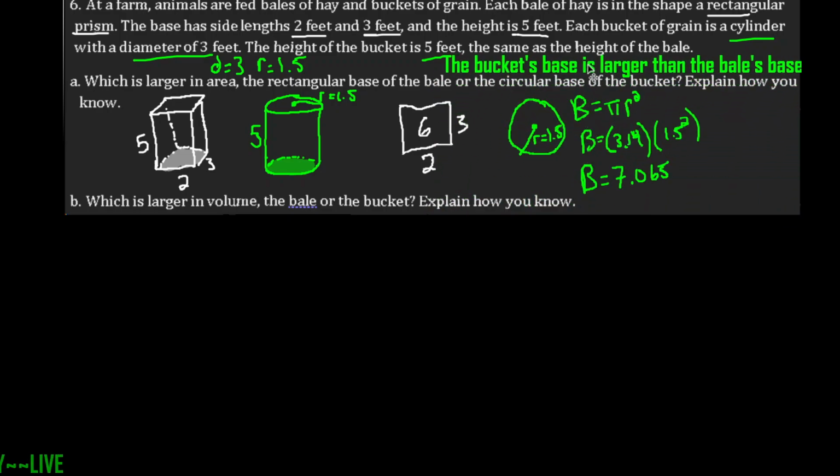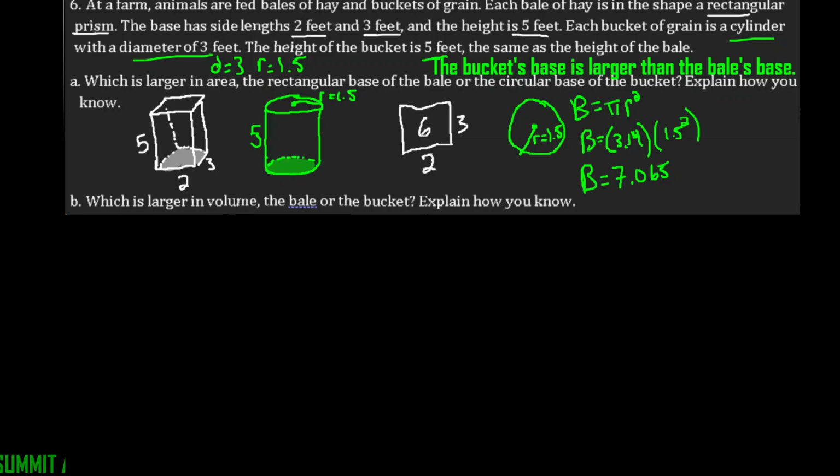Let's put that right here. The bucket's base is larger than the bale's base because 7.065 is larger than 6. And it says which is larger in volume, the bale or the bucket, and explain how you know. Well, if I look at the heights of each of those, they have the same height, but if you compare the bases, if we just multiply those numbers each by 5, that's going to show which is larger.